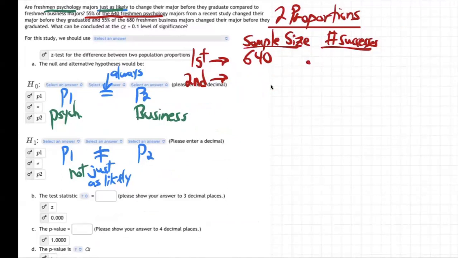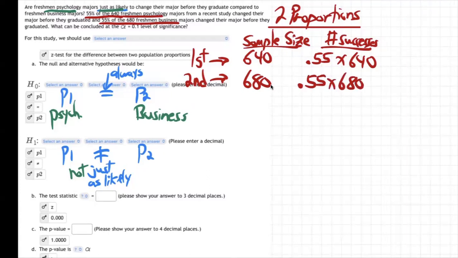So that's going to be 0.55 times 640, because it said 55% of 640. And then for the other group, 680 business majors, 55% of them, so it's also 0.55 times 680. Then we're going to have to go to a calculator to find out what those are. So let's go to the online calculator.